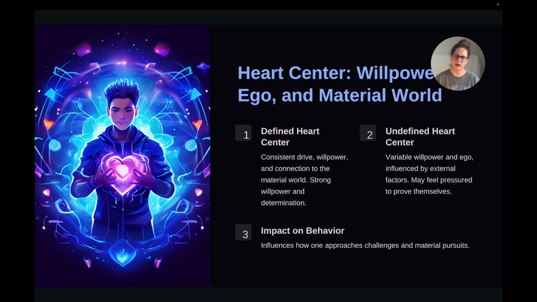So they might have blinders on and go for it if they have a defined heart center. An undefined heart center may fluctuate. The plan might change. You might have to take different approaches, that sort of thing. Not that they can't accomplish things, but it's just going to be done in a different manner.